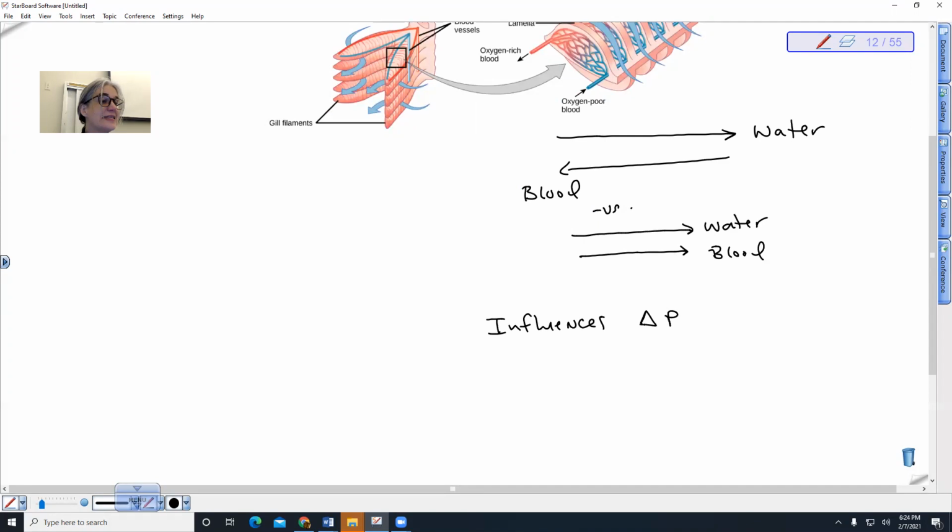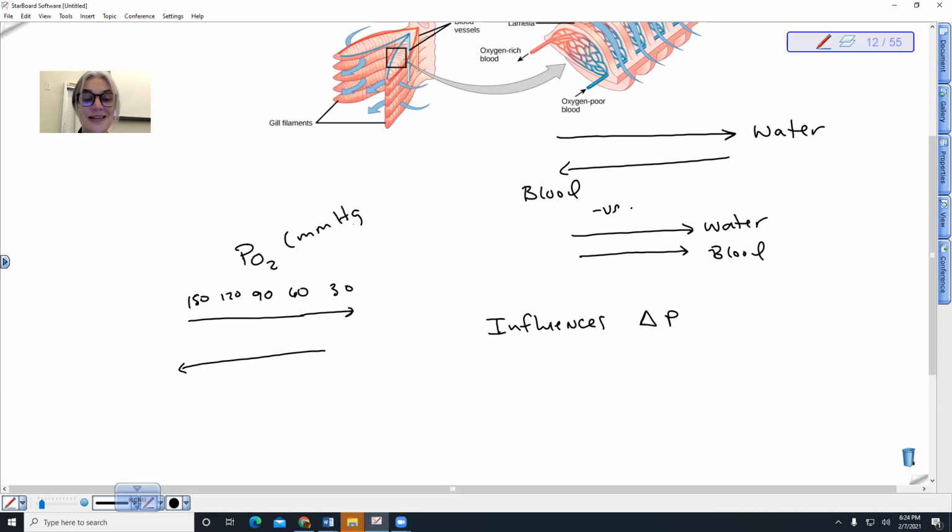So if we look at an example of some numbers, I have a cheat sheet here. Okay, so let's say that in the water, the concentration starts out at 150, it goes to 120, to 90, 60, and I didn't draw my arrow long enough, and then 30. What is this? This is the partial pressure of oxygen, PO2, with the O2 lowercase, and this is in millimeters of mercury. So that's the unit.